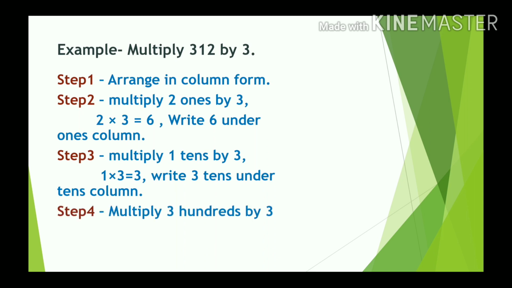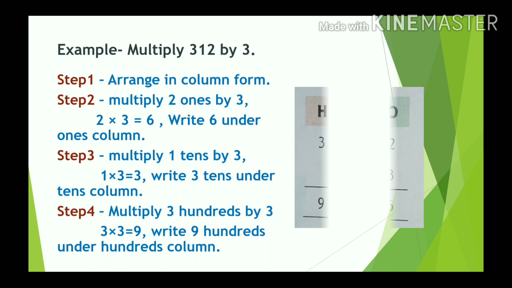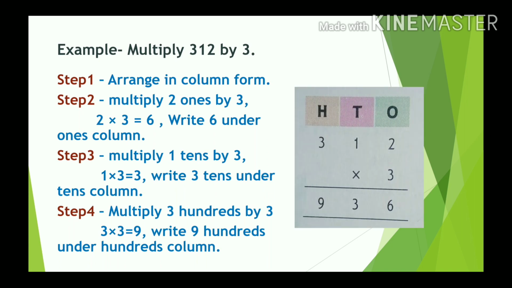Now step 4, multiply 3 hundreds by 3. That is, 3 multiplied by 3 is equal to 9. So write 9 hundreds under the hundreds column. You can see this in this picture.